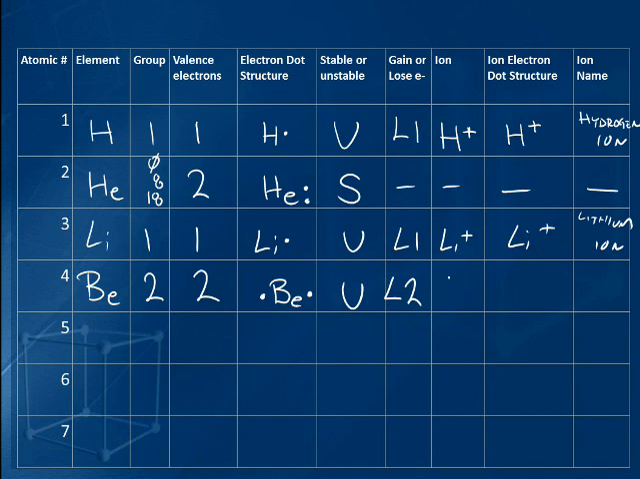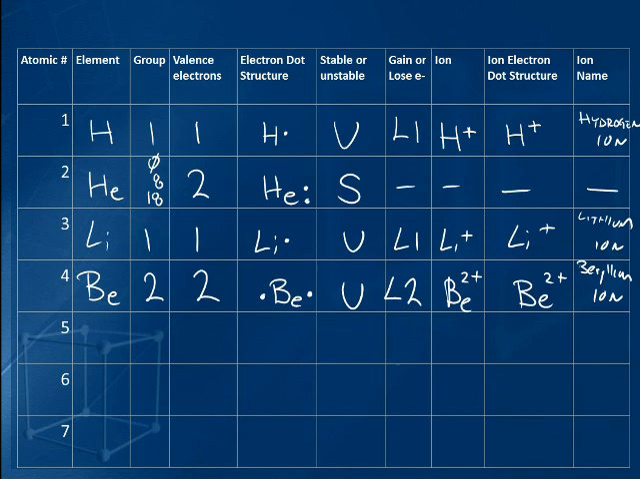The ion will be Be. Since it lost 2, it's going to be 2 plus. The dot structure, it lost those. It'll be the same. And this is going to be the beryllium ion. When we get to the anions, we'll see the change in names.